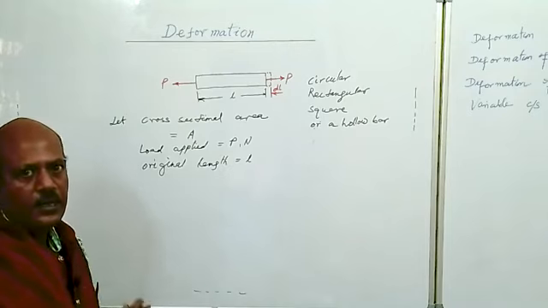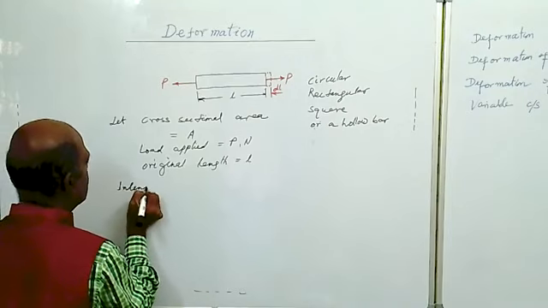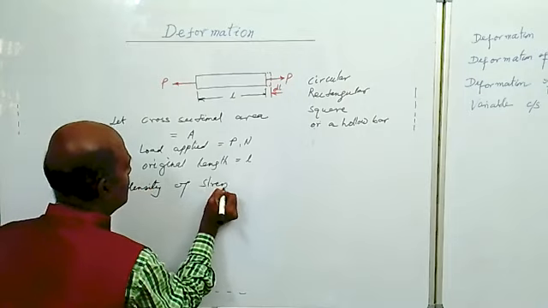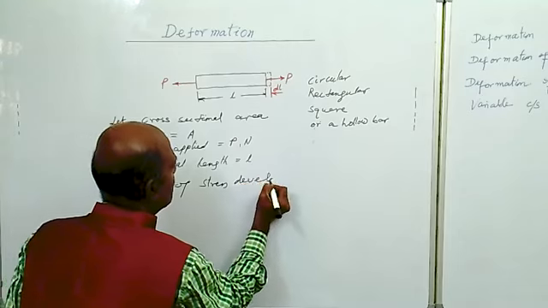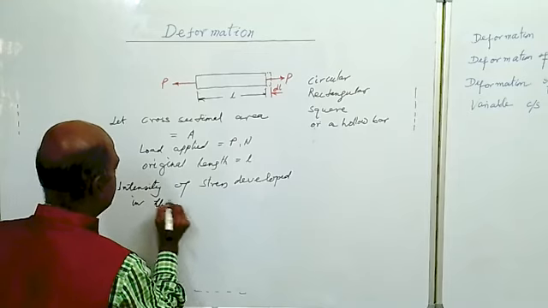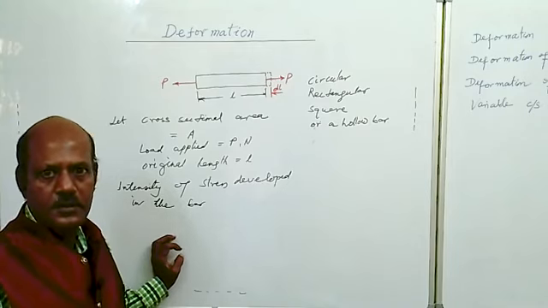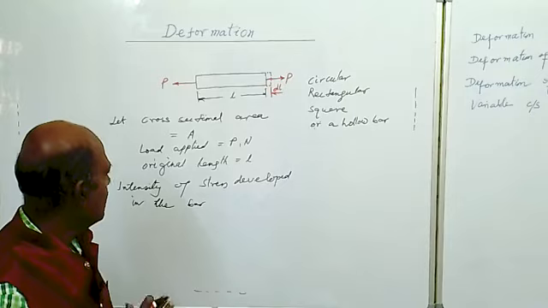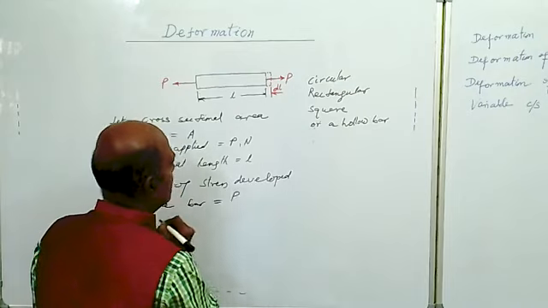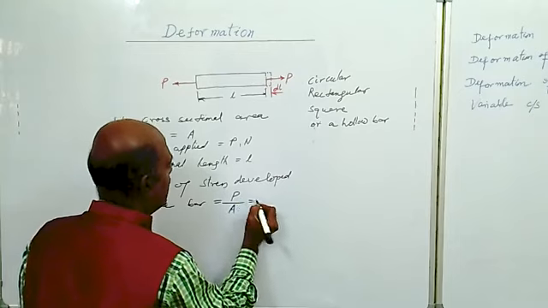Now what is the intensity of stress developed in the bar? So first we will find the intensity of stress developed in the bar. We have studied the stress. Now the intensity of stress developed in the bar is given by the resistance developed in the member divided by the original cross sectional area A. So it is given by sigma.